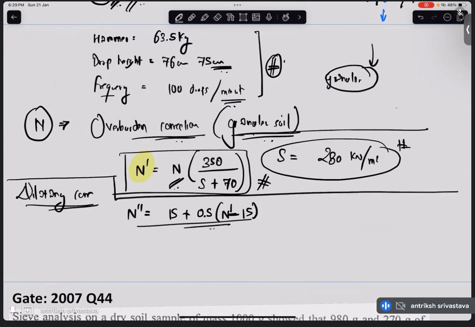Now when do we do this correction? We do this correction when you have N dash greater than 15, that is, when your SPT test value is greater than 15 after you have done your overburden correction. If it is less than 15, just leave the N double dash also as that particular value, and don't apply the dilatancy correction.